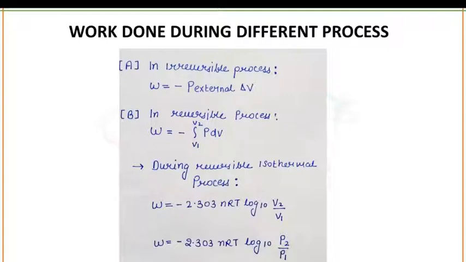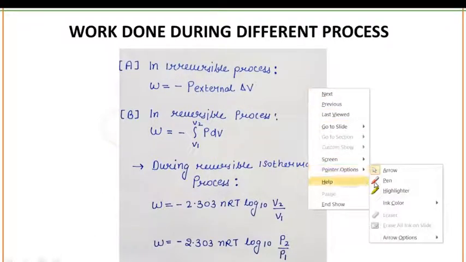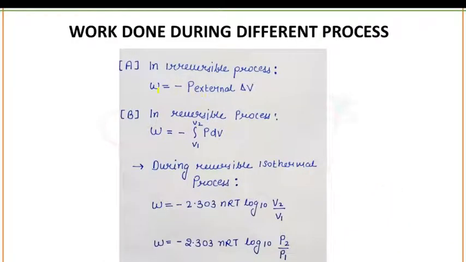So the first topic is work done during different processes. As you can see here, we are going to define the work done for two processes. Number one is the irreversible process and number two is the reversible process. In the reversible process, we will discuss the reversible isothermal process. But first of all, in an irreversible process, work done is equal to minus P external into delta V. This is the formula to calculate work in case of an irreversible process.